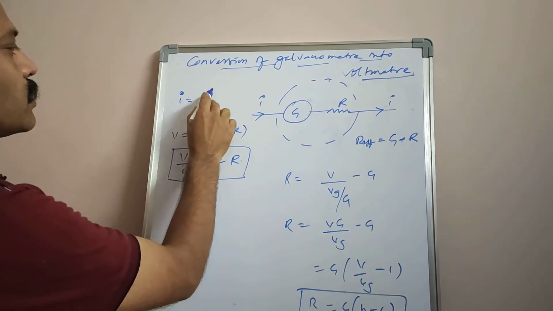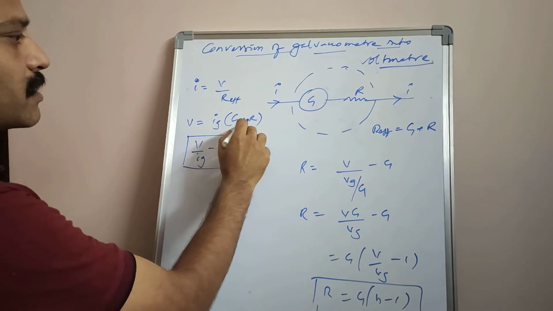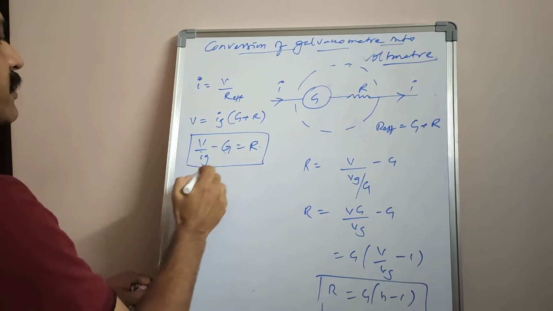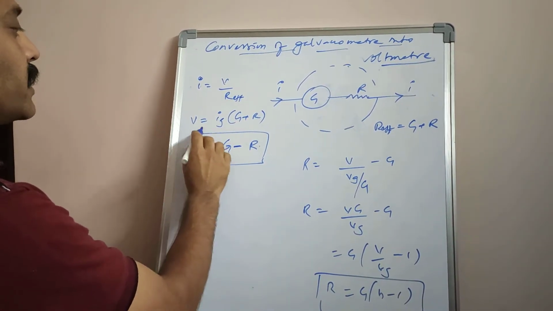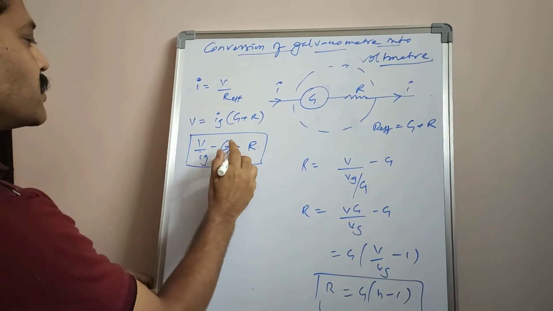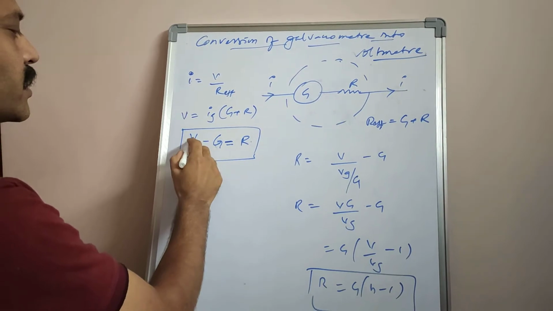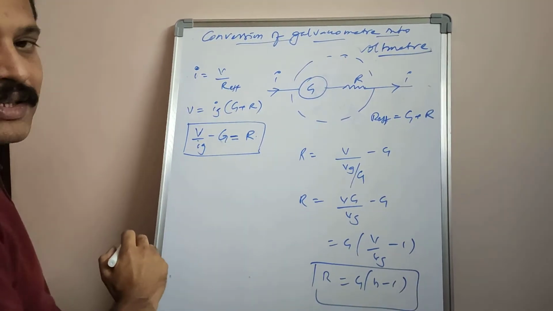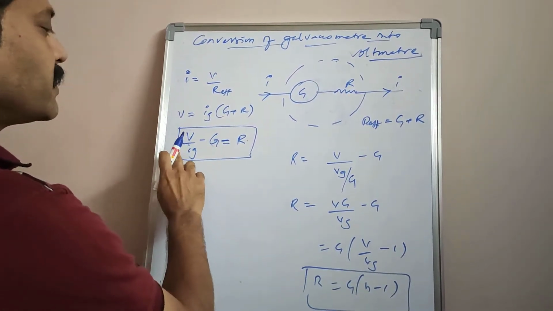So I is equal to V by R effective. So we are taking that as V is equal to IG into G plus R, where R effective is G plus R. So from that V by IG is equal to G plus R. So V by IG minus G is equal to R. So that means to find the series resistance capital R, we can use the equation V by IG minus G.